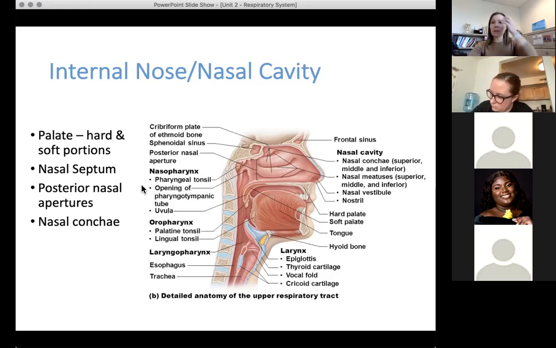Okay, internally there's a septum. You guys remember in the heart, you had a septum that divided the heart into two halves. And we have the same thing here. The nasal septum divides the nose, or nasal cavity, into right and left sides. And the septum is made of bone and cartilage.